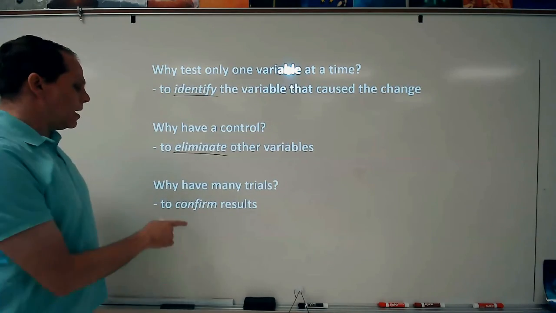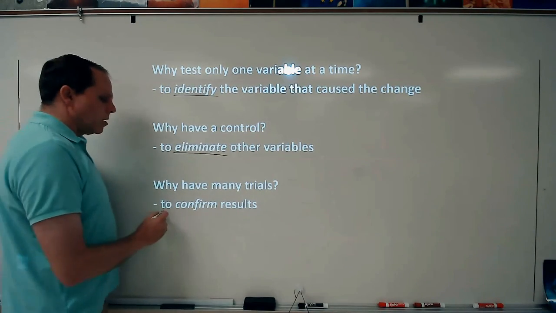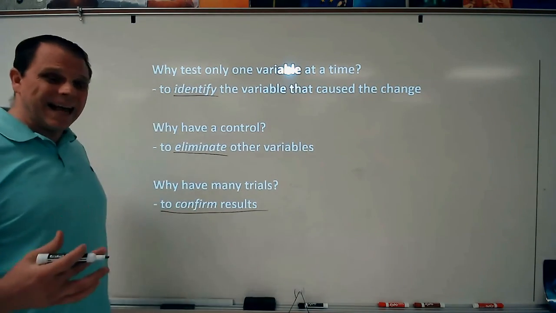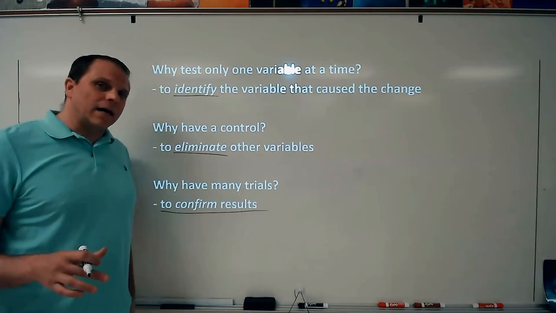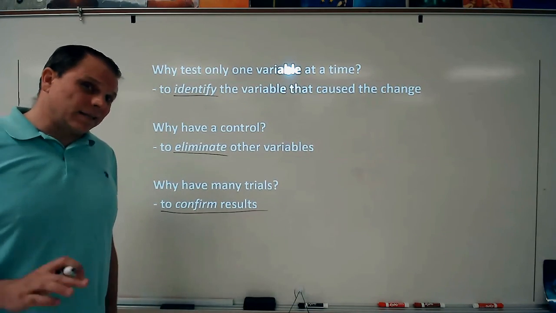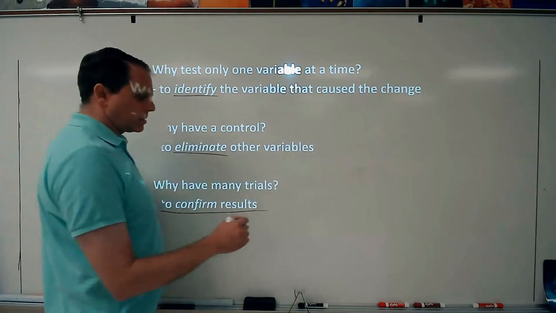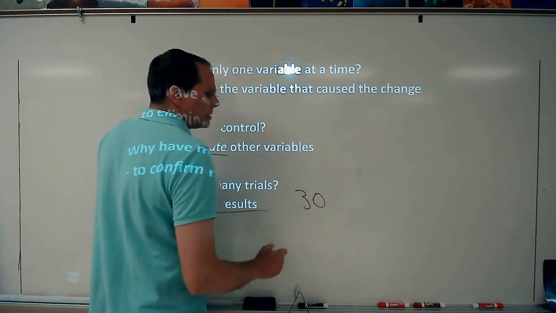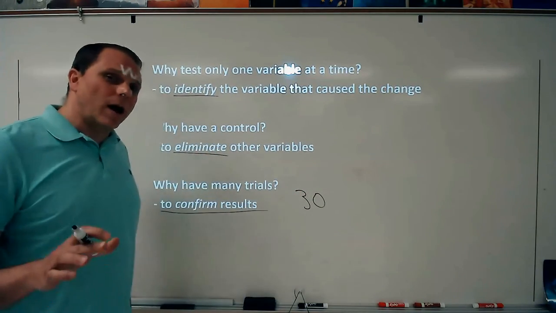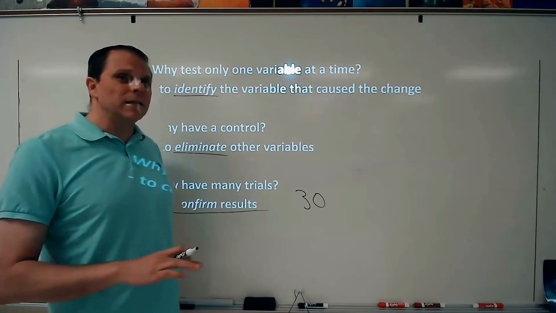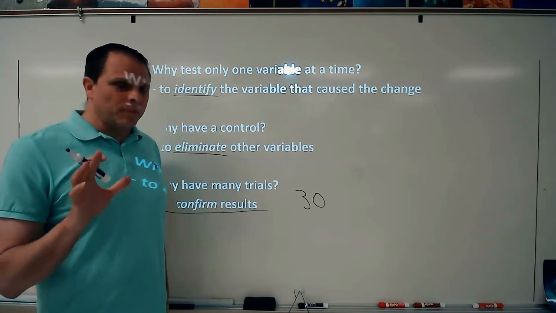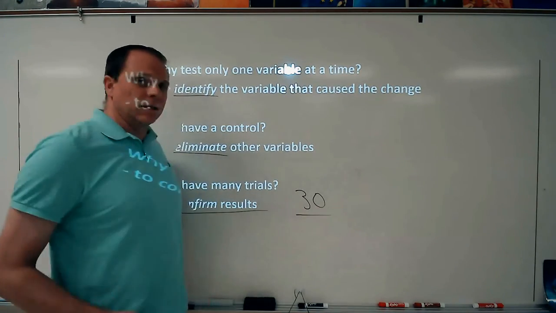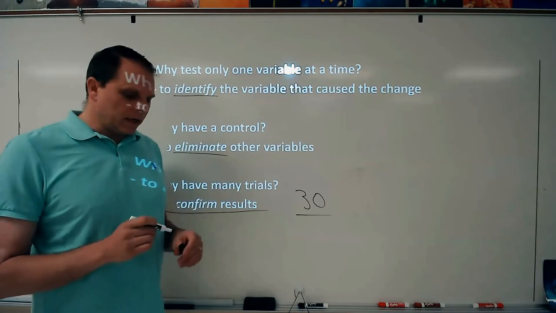And then why do we do many trials? We want to make sure we confirm the results. In science, when you do statistical analysis, you might think, oh, 5 tests is enough. And in some statistical tests, it might be the bare minimum. But really, in scientific testing, we want to do trials at least 30 times. We want to have at least 30 trials before we start saying anything statistically is valid in an experimental test.